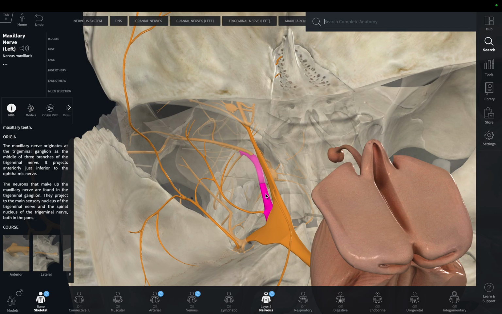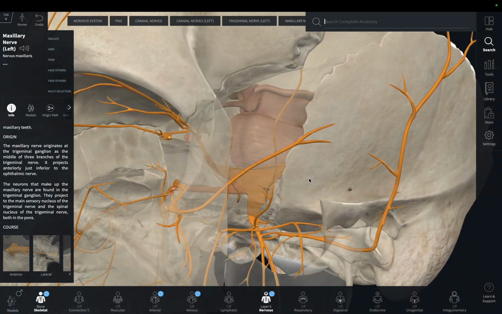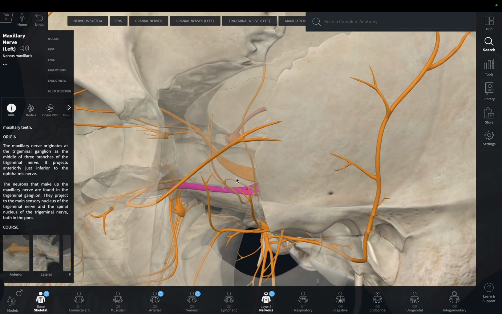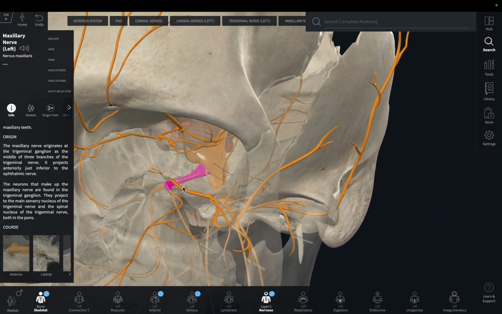The maxillary nerve exits the skull through foramen rotundum. Here. It then enters the pterygopalatine fossa, which is just here. It then gives off 5 main branches.